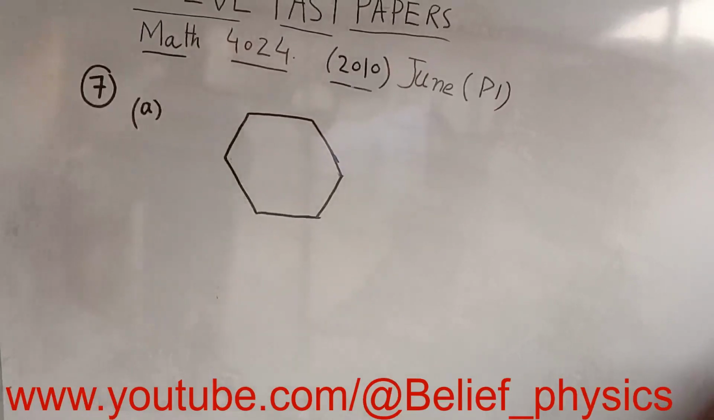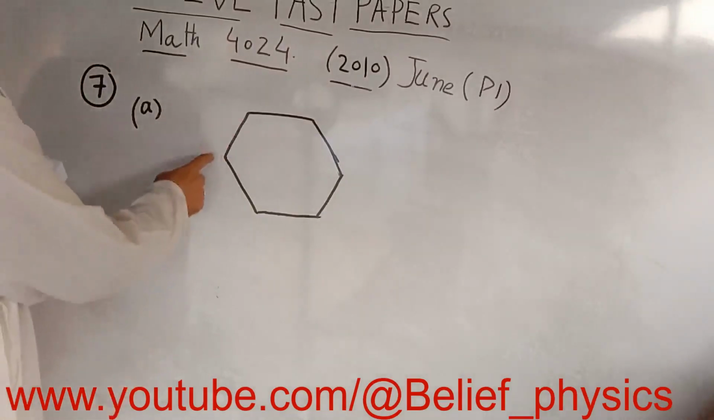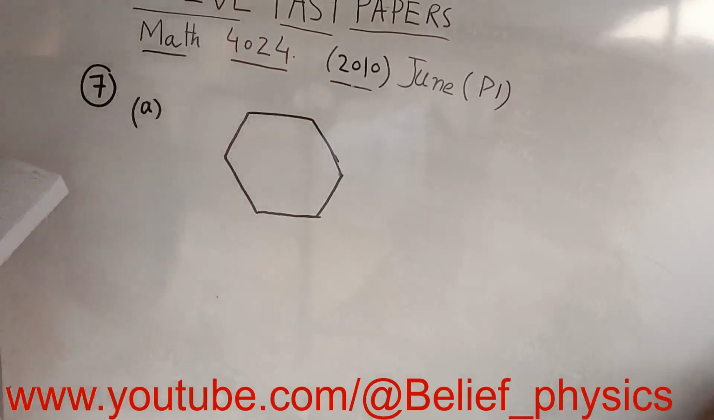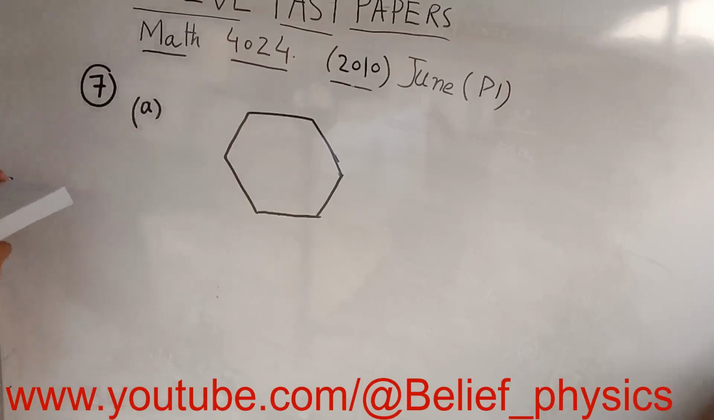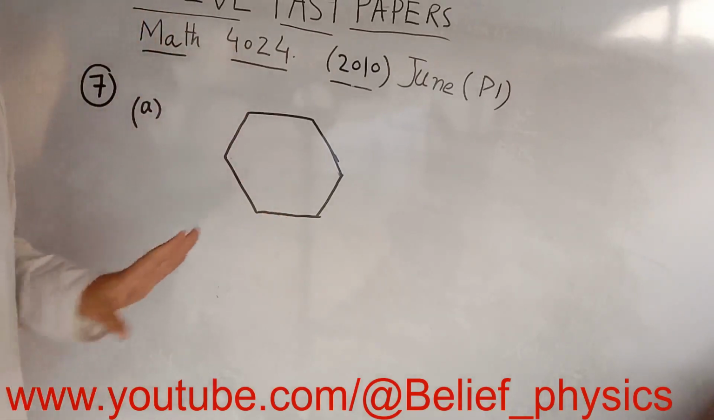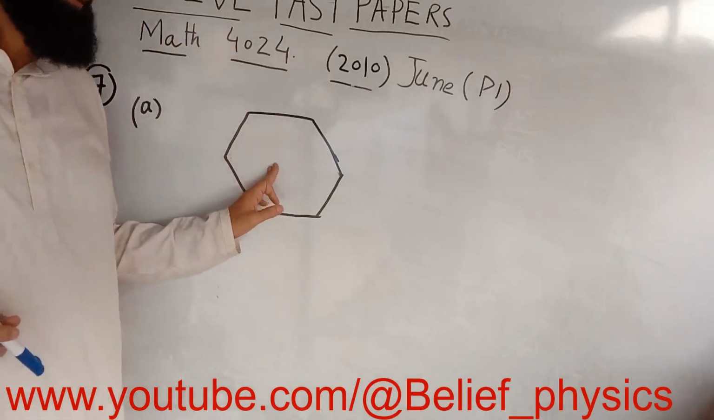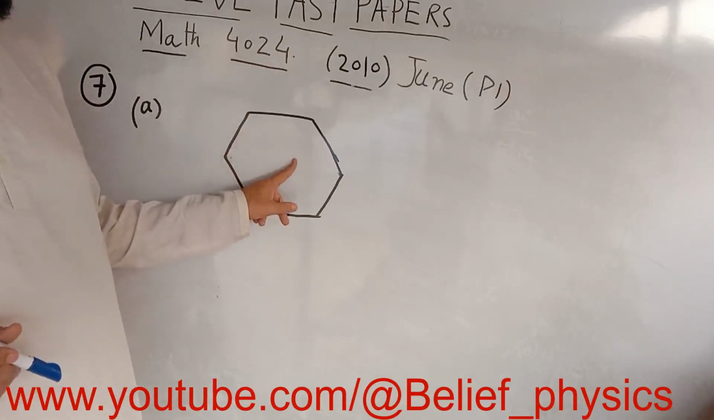Next question 7 is about symmetry and rotational symmetry. Question number 1, part A is, on a regular hexagon below draw all the lines of symmetry. So it is a regular hexagon. Any regular n-sided polygon will have n lines of symmetry. It is a regular hexagon, so this will have 6 lines of symmetry.